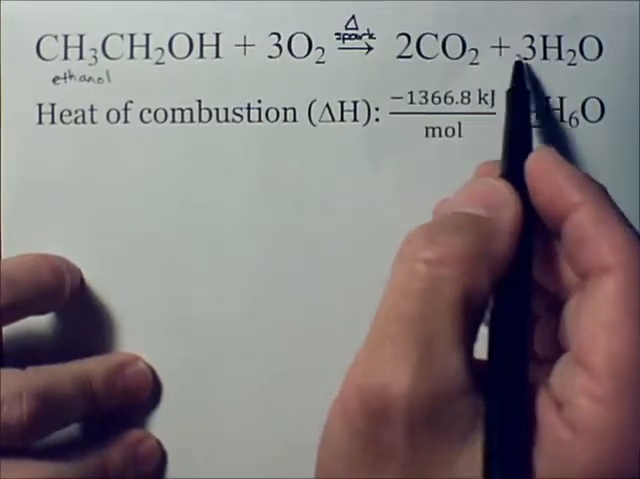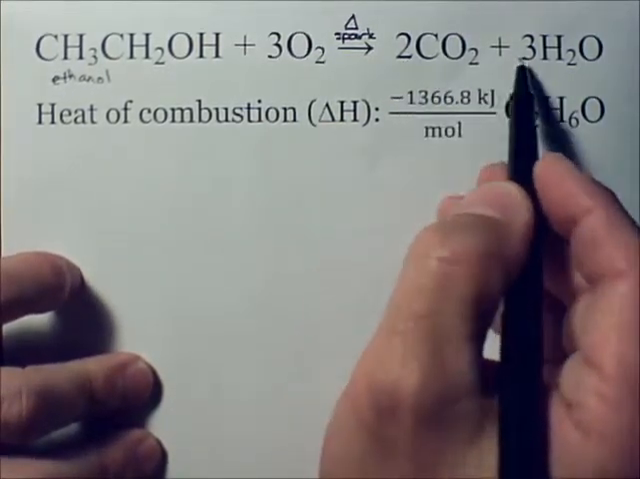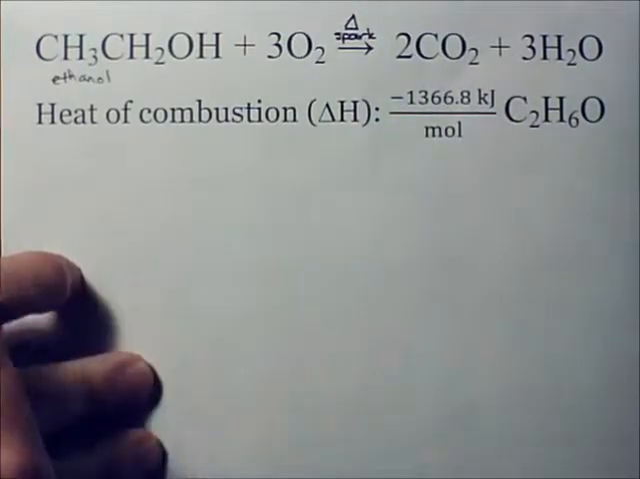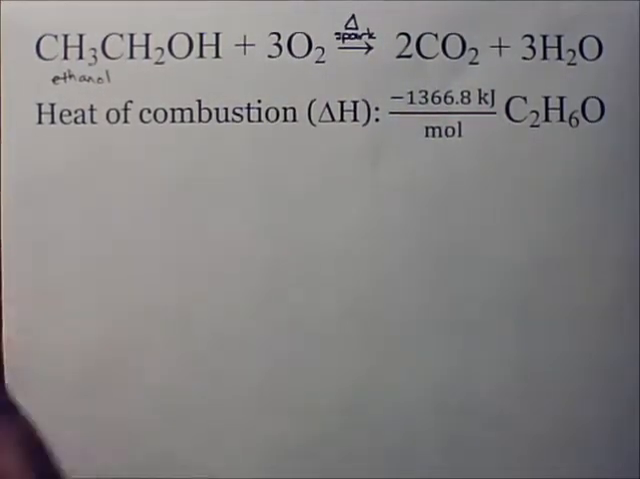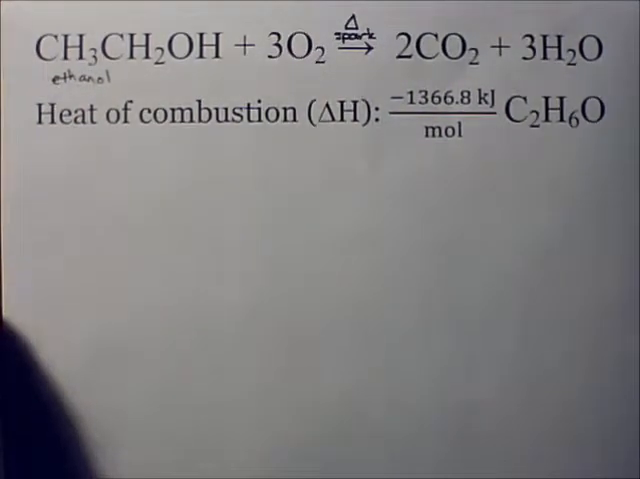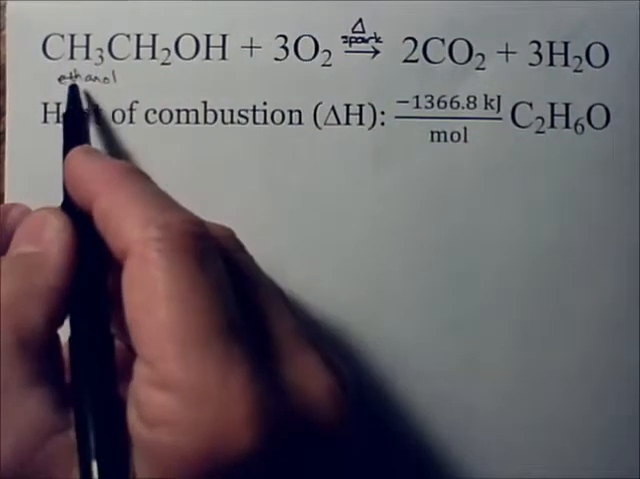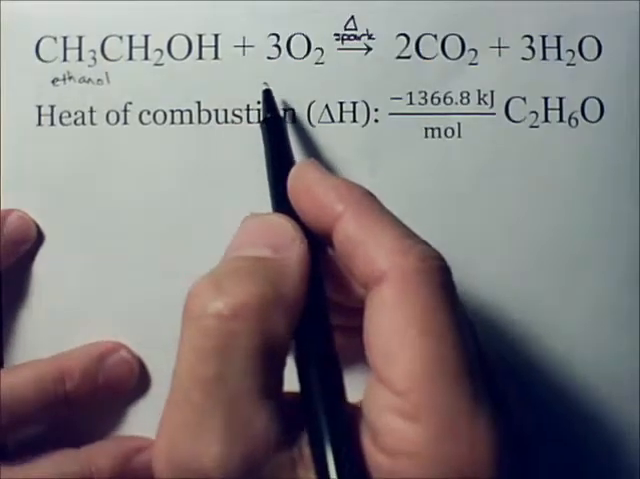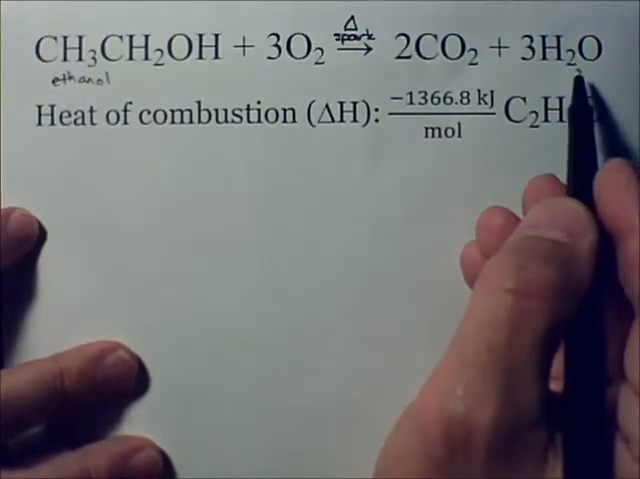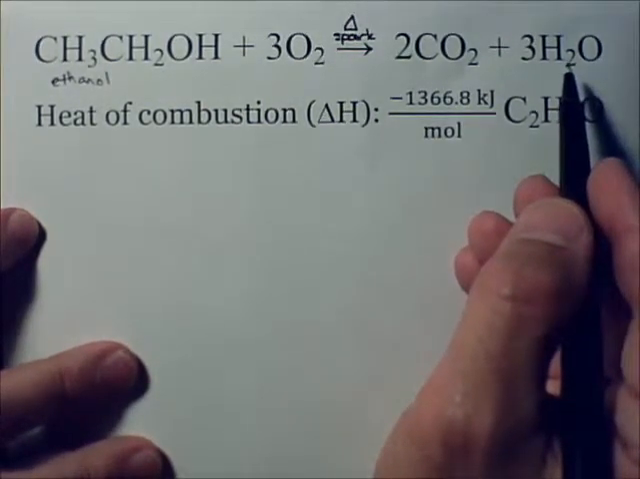Now, these numbers that go in front, these coefficients, can change because of the number of atoms that are involved. Whenever you have a chemical reaction, the number of atoms on the left have to equal the number of atoms on the right, or the equation is not balanced.